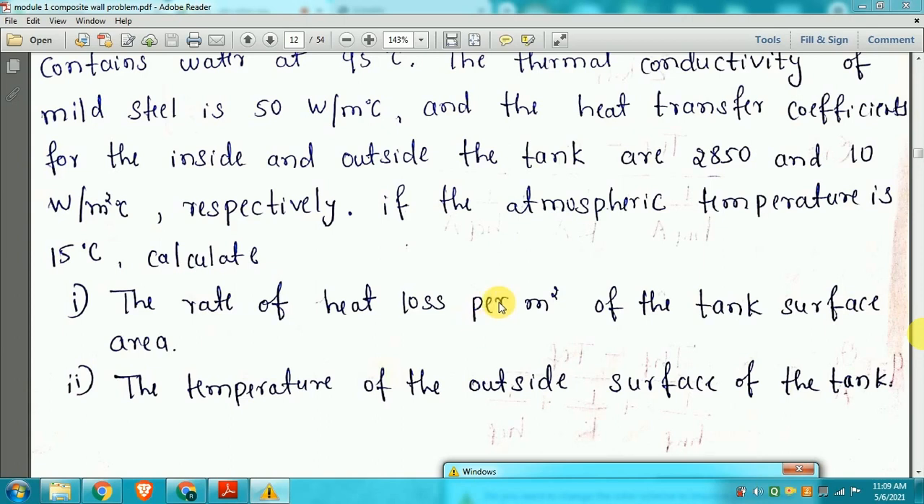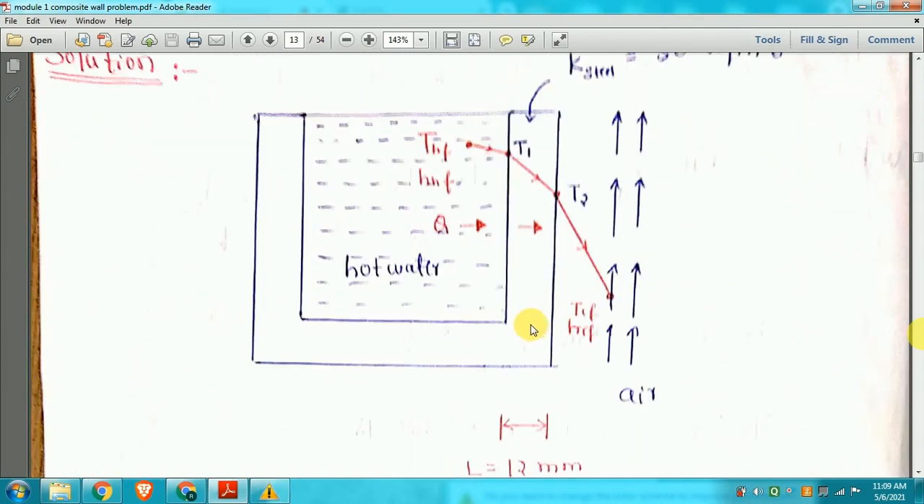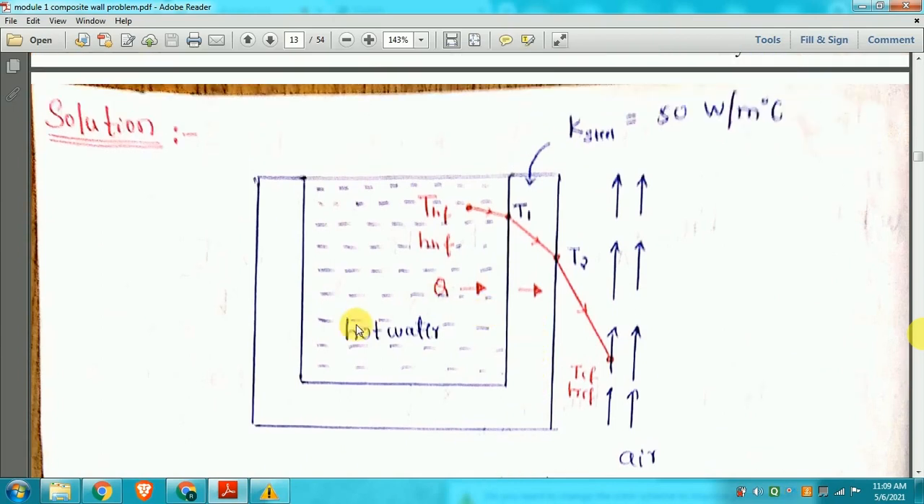Okay, just see, there is one layer of steel material, and inside and outside we have air and water present. This is a kind of a glass or any such structure. So hot water is present, the temperature of the hot fluid is given. Outside, air is present.